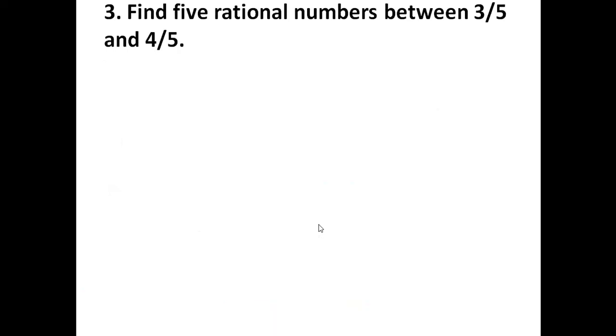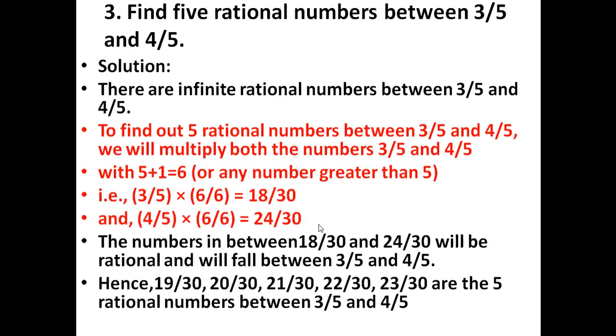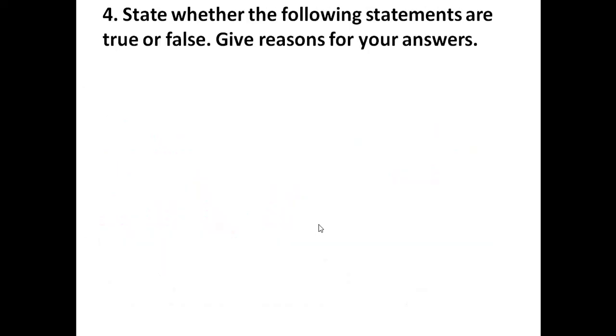Okay, moving to the next question. Find the 5 rational numbers between 3 by 5 and 4 by 5. This problem I am going to give to you as homework. I have given the solution here, but as I already told, there are infinite number of rational numbers between any two rational numbers. I have selected 6 by 6 as my solution. But you can take any number, you can take 7 also, 8 also, and you can find your own answer. I have given a solution here, but you have to try on your own.